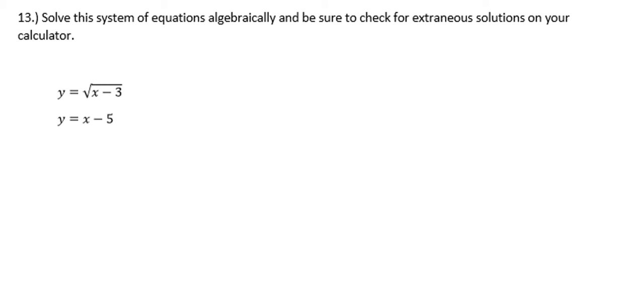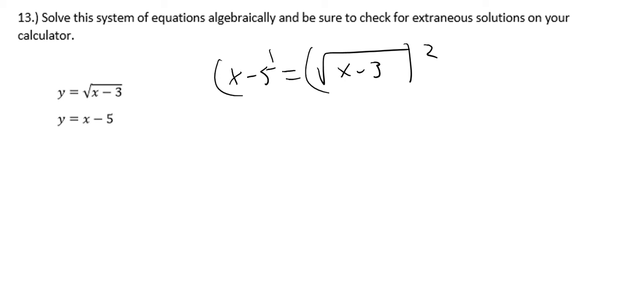Alright, so on this particular problem, we are solving a system of equations algebraically. So we're using the equal method. So you're going to do x minus 5 equals the square root of x minus 3. You're going to square both sides.